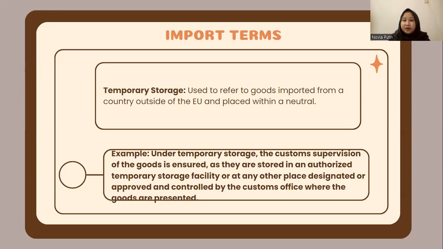And then we move to the second part of the terms, the terms that are used for import. The first one I have is temporary storage. It is used to refer to goods imported from a country outside of the EU and placed within a natural. For example, under temporary storage, the customs supervision of the goods is ensured as they are stored in an authorized temporary storage facility or at any other place designated or approved and controlled by the customs office where the goods are presented.